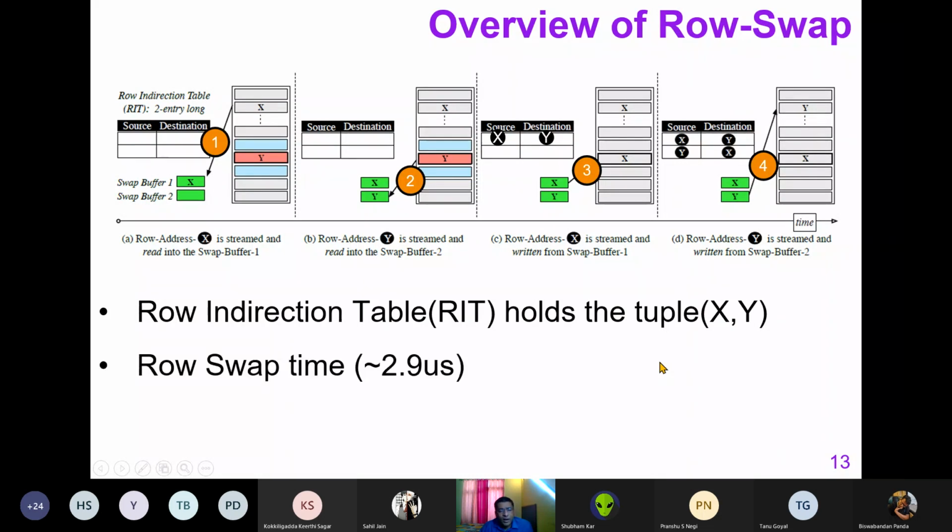And while doing this operation, because your row size is 8 KB, it needs some time. In DDR4 they have calculated it to be approximately 2.9 microseconds with a clock frequency of 1.6 gigahertz.